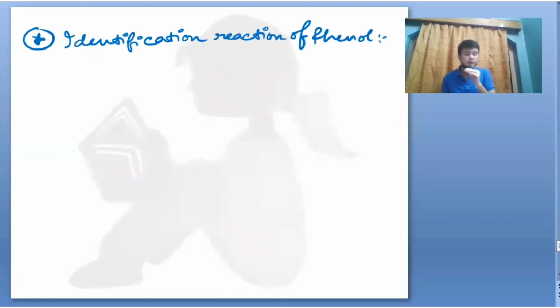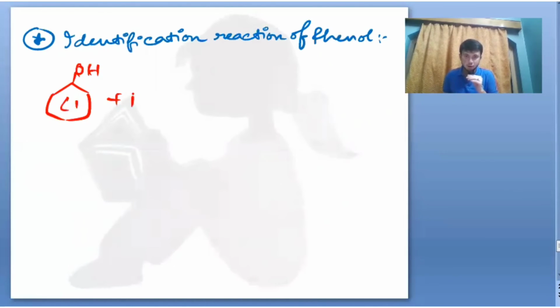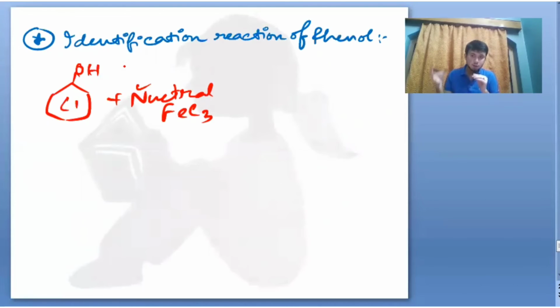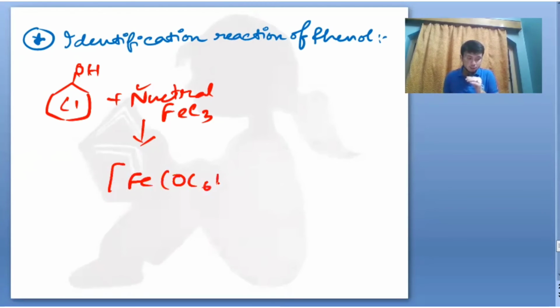Now there is an identification reaction of phenol. We react phenol with neutral FeCl3. Now you have to remember this word neutral very carefully, because sometimes they give you options: only FeCl3, neutral FeCl3, charged FeCl3. The correct option will be neutral FeCl3. So what will it give us? It gives us Fe(OC6H5).